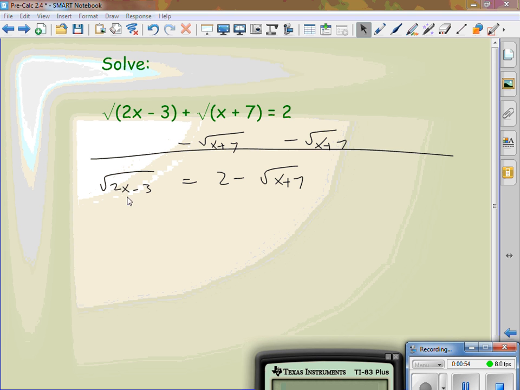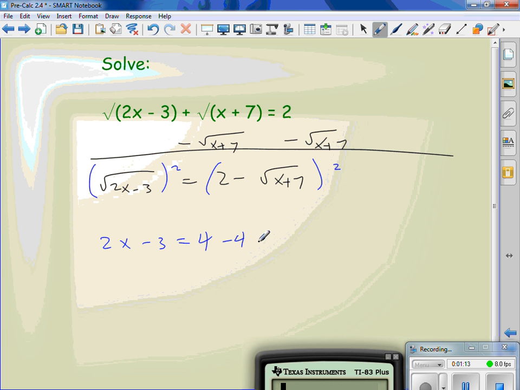How do I get rid of a square root? I'm going to square this, and I'm going to square this. This gets rid of it: 2x minus 3 equals. All right, I got 4. Now I'm going to have minus 4 square root of x plus 7 plus x plus 7. Let me explain where these came from.